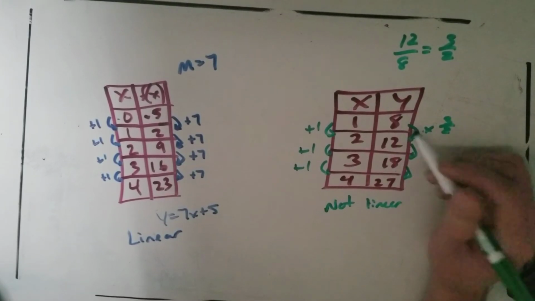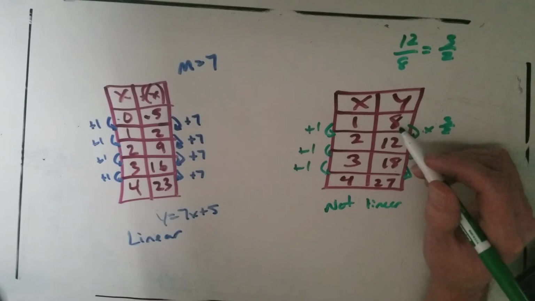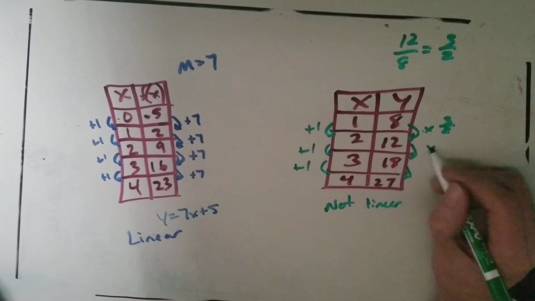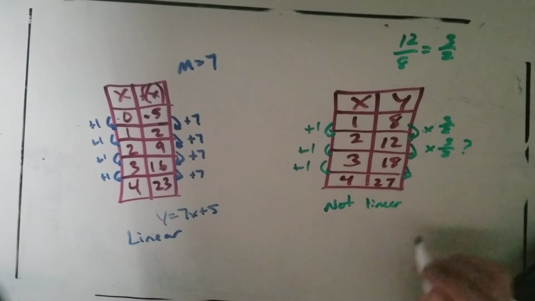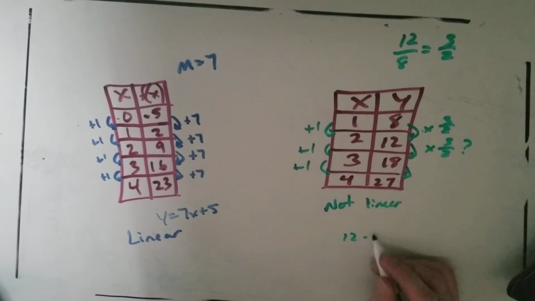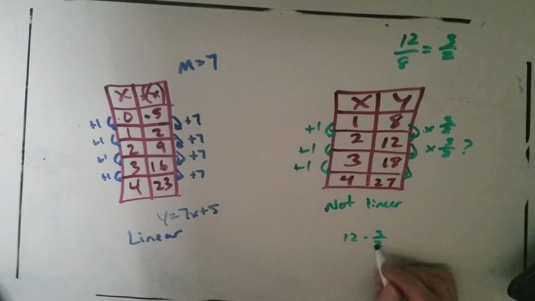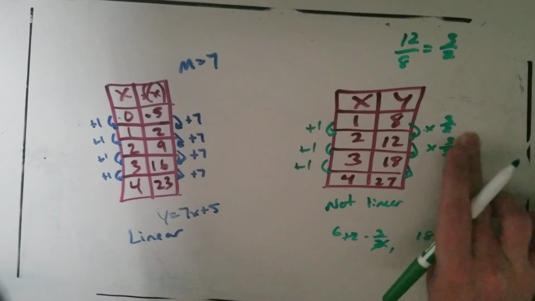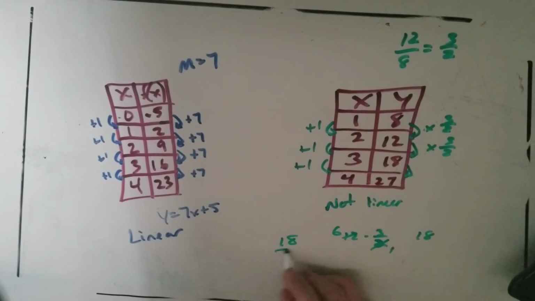8 times 3 halves, or 1 1/2 of 8. Half of 8 is 4, so 1 1/2 of 8 is 12. Do we multiply by 3 halves again? Well, if you do 12 times 3 halves, that becomes a 1, this becomes a 6, that becomes an 18. So you do multiply by 3 halves. You also could check by doing 18 divided by 12, see if that simplifies to 3 halves, and voila, it does.